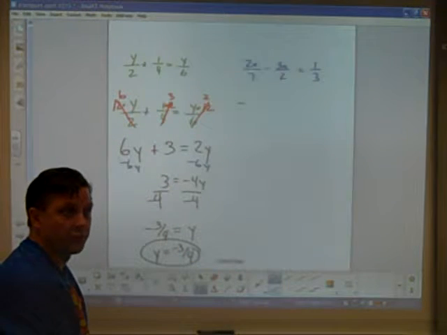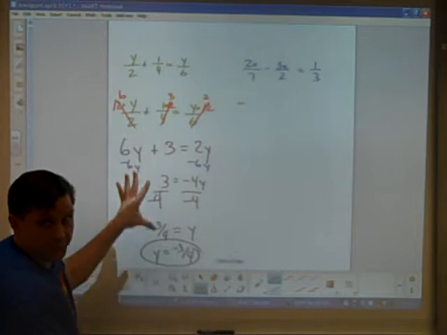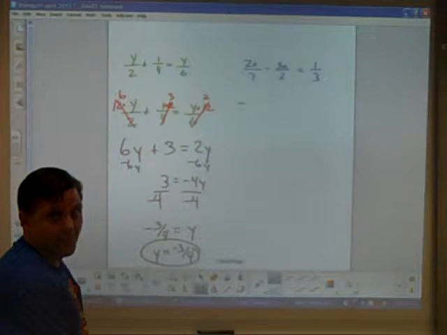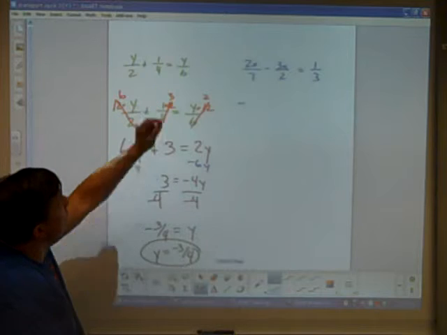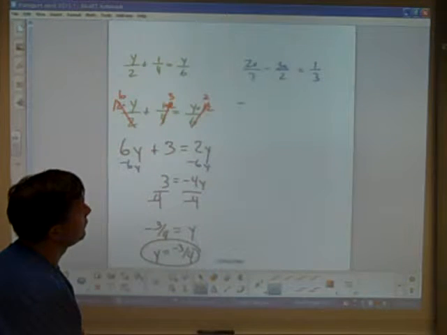Y is negative 3/4. There is no way, if you try to find a common denominator, you'll be able to do it that quickly. All right? So, when we look over at the other problem, now this one's a little different. It's going to be a little bigger.